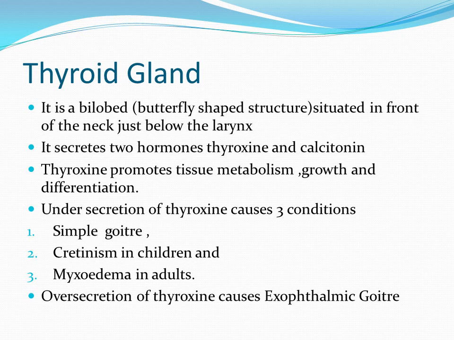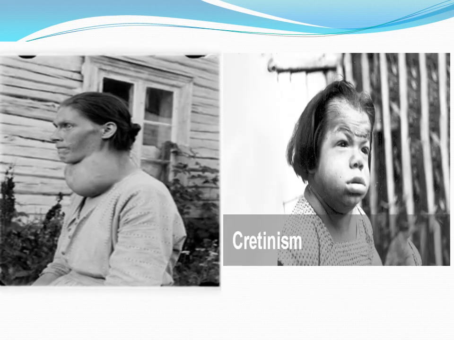The undersecretion of thyroxine causes three conditions: simple goiter, cretinism in children, and myxedema in adults. Oversecretion of thyroxine causes exophthalmic goiter.